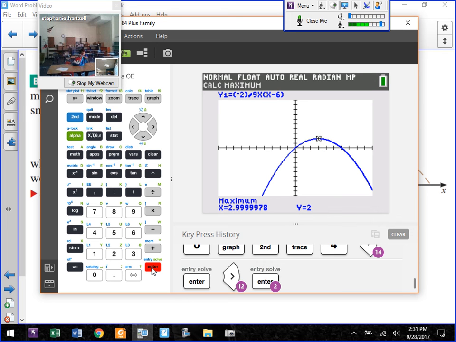So my maximum came in at 2.9999978 and 2. Is it the same thing? Yeah. And that's going to happen a lot of times. You're going to cut stuff where it gets really close to, oh, shoot, they're leaving.